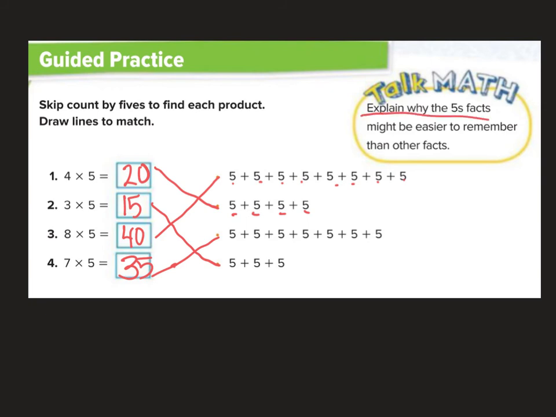Up here it says, why would the 5s facts be easier to remember than other facts? I think the big thing with that is because we're so good at counting by 5s, right? 10s will be easy too, and 2s, because we've been practicing. You've practiced many times counting by 2s, counting by 5s, counting by 10s, and that just helps you so much with multiplication.